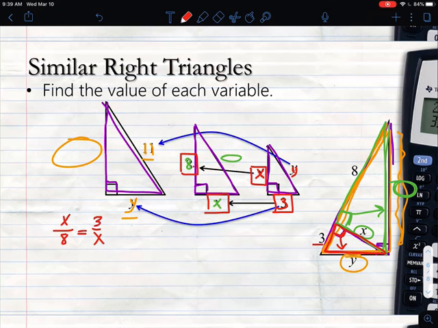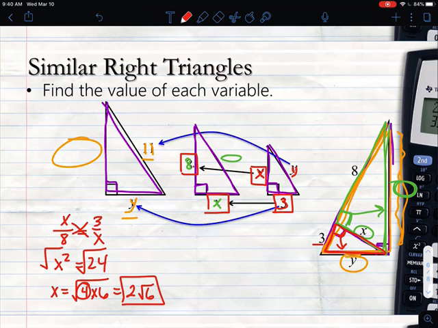So this is that stuff we did back in chapter 7 where we set up, and now we're going to solve the proportion. If I cross multiply, x times x is x squared, 8 times 3 is 24, and now if I want x, I'm going to take the square root of both sides. X would equal the square root of 24. Since that's not a perfect square, I look to break it down, and so 24 breaks down as 4 times 6. Since 4 is my perfect square, it gets to come out, and then the 6 stays put, and so there's my x value.